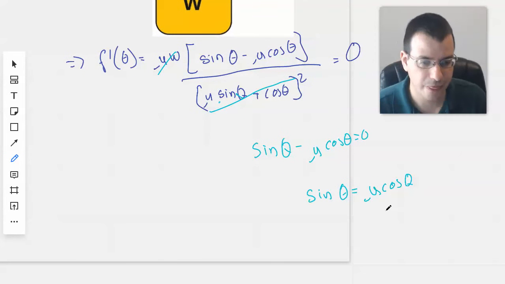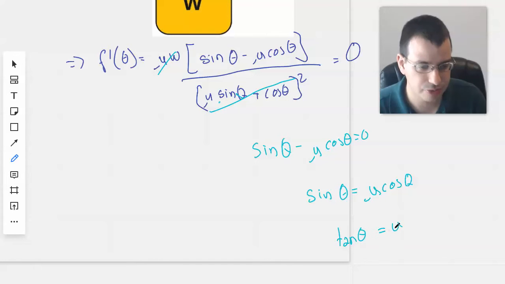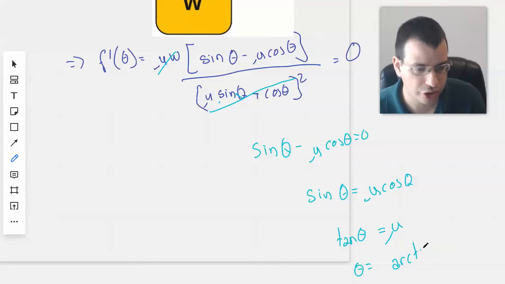And we're looking for theta here, so we'll do sine of theta divided by cosine theta, which will actually be tangent of theta equals mu. Theta equals arc tangent of mu.